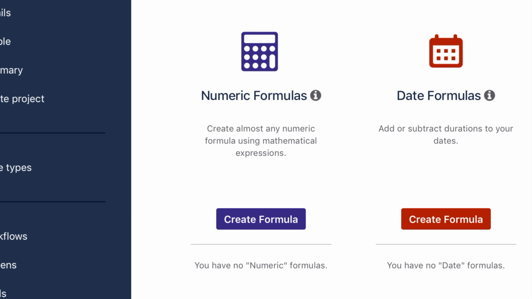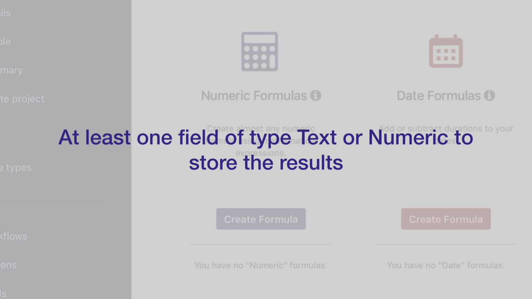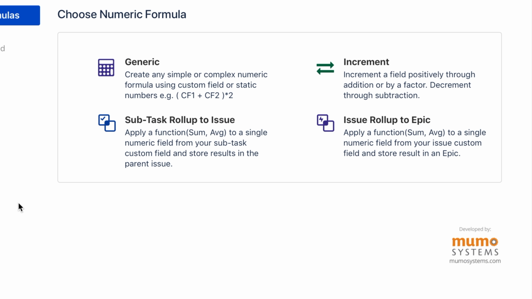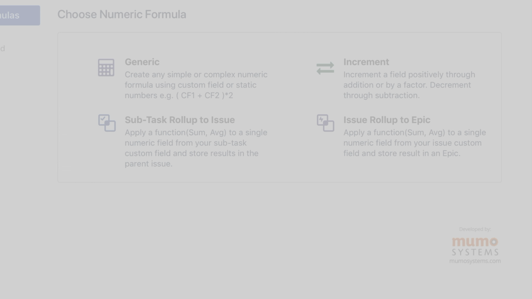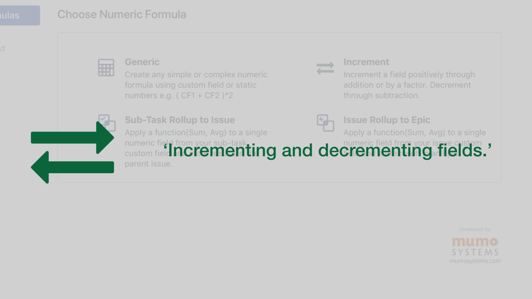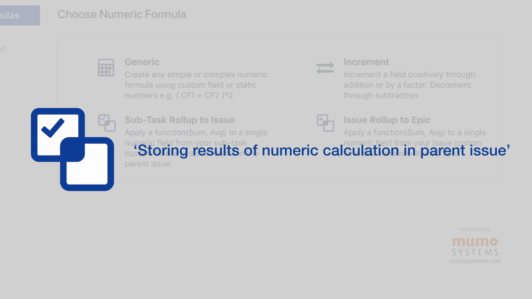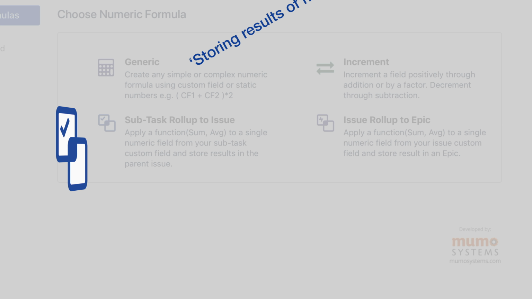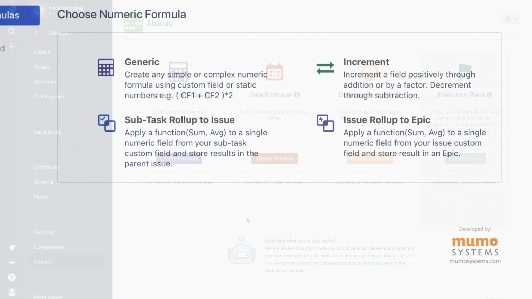Numeric formulas are used to create almost any numeric formula using mathematical expressions. Keep in mind at least one custom field of type text or numeric is required for the result. The 4 widgets listed within this formula type are generic for basic number calculations between fields, increment for incrementing a field through addition or by a factor, or decrementing a field through subtraction, subtask rollup to issue for applying a function to a single numeric field within your subtask custom field and storing the results in the parent issue, and issue rollup to epic for applying a function to a single numeric field from your issue custom field and storing the result in an epic.